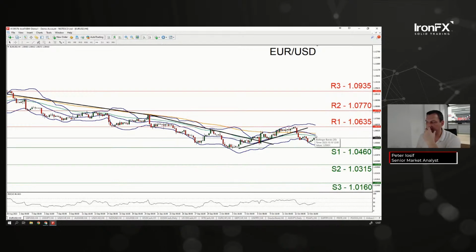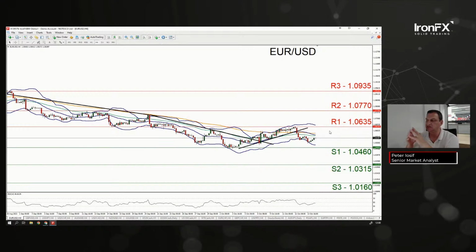Should the bulls take over, we may see Euro USD rising, breaking the R1 1.0635, and we set as the next possible target for the bulls the 1.0770 level, which provided resistance here. While on the downside, should the bears take over, we may see the S1 be broken, and the pair may start aiming for the 1.0315.